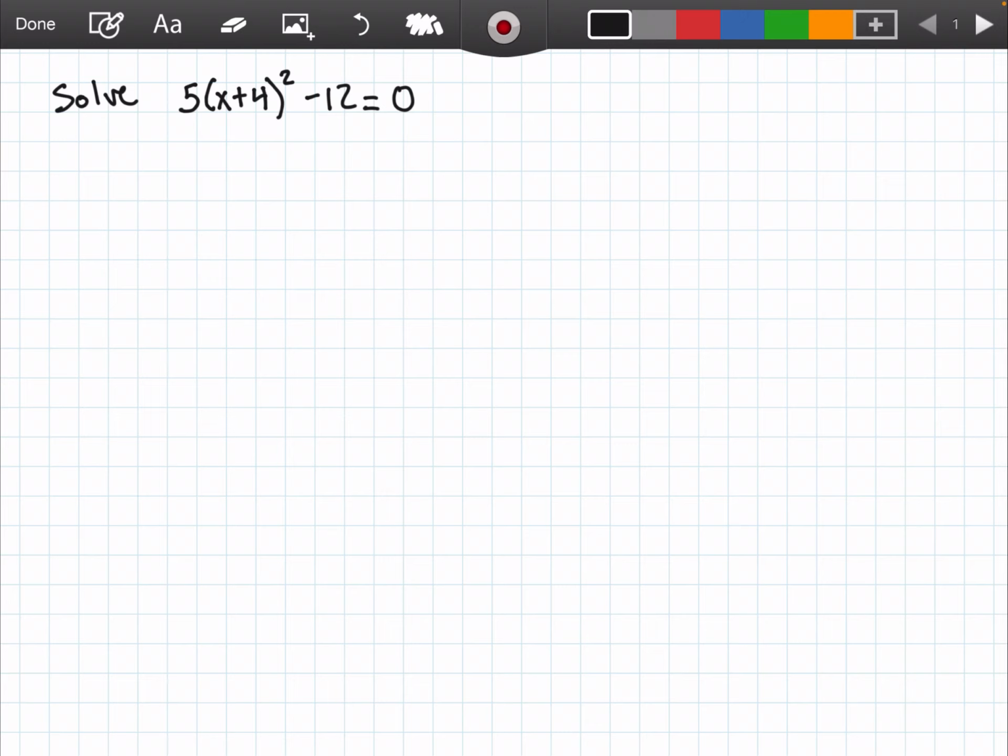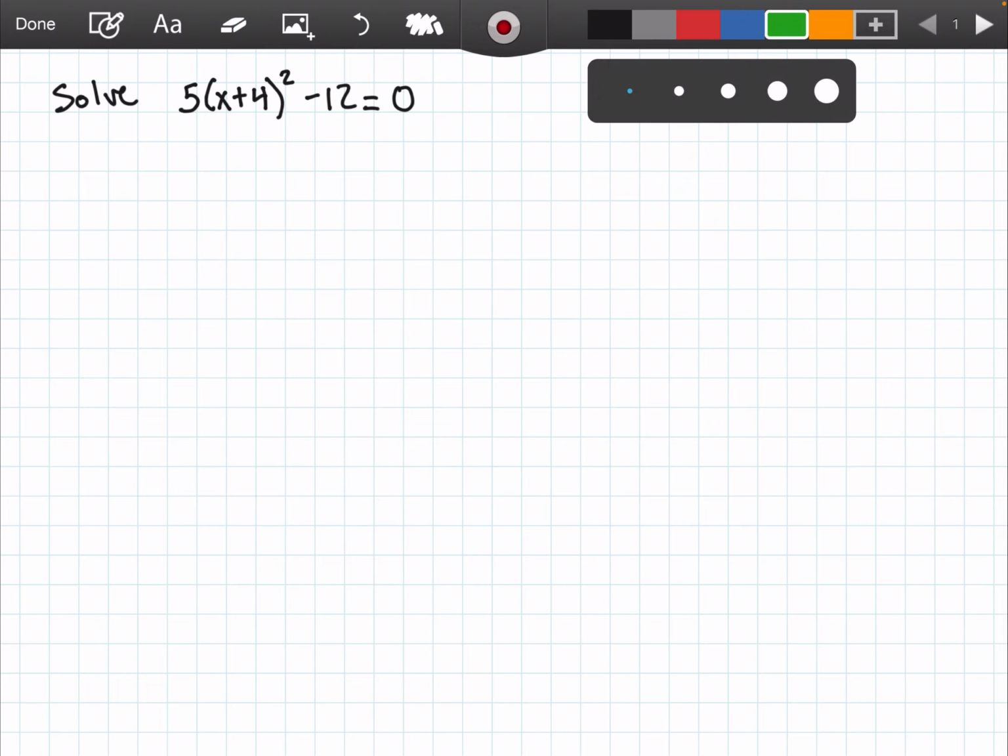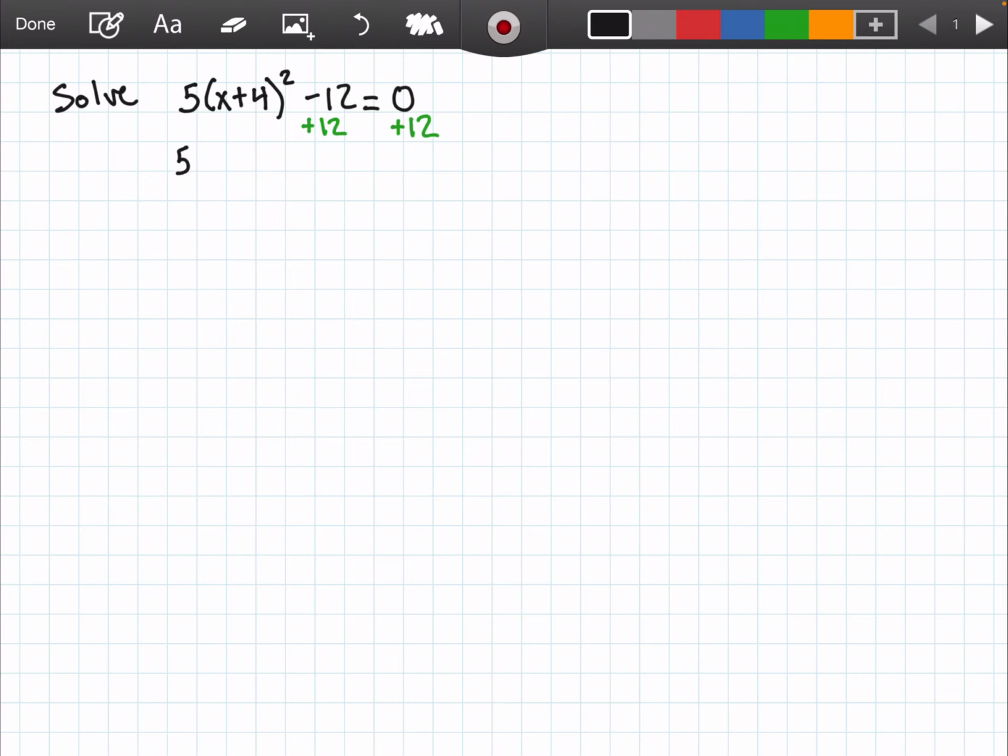I would like to remind you that with solving, we want to work backwards through the order of operations. Another way that I think about this is: what is least attached to x right now? Right now, it's the minus 12. And so I'm going to add 12 to both sides. We get 5 times (x + 4) squared equals 12.